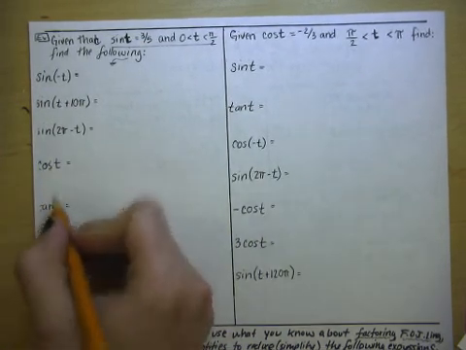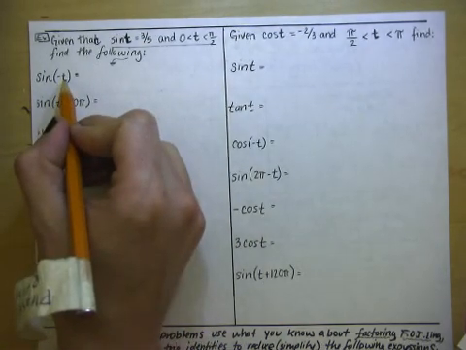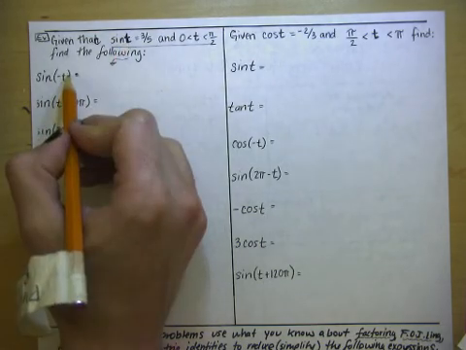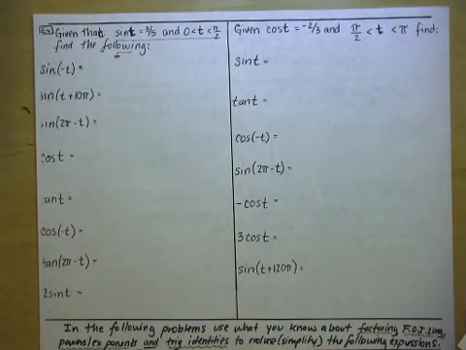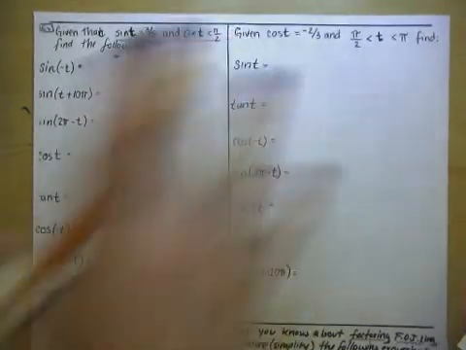Just note that if you have negative t, that's just traveling the same distance but traveling in the opposite direction. So play around with that. But we will go over this on Monday.